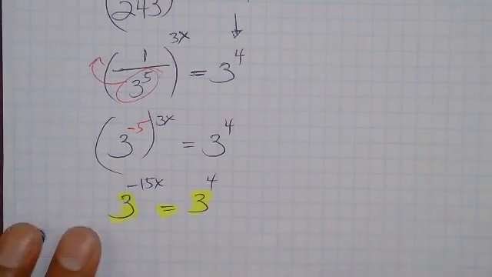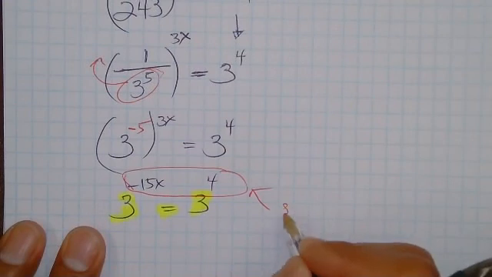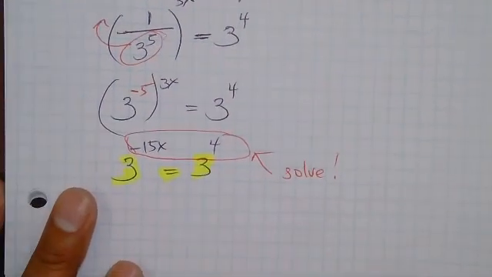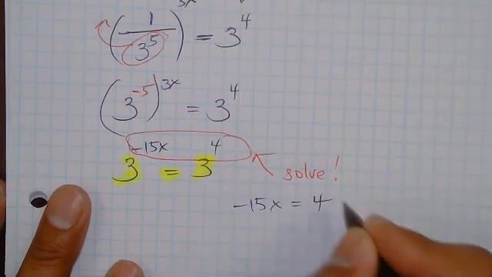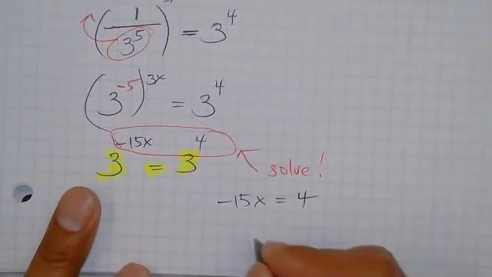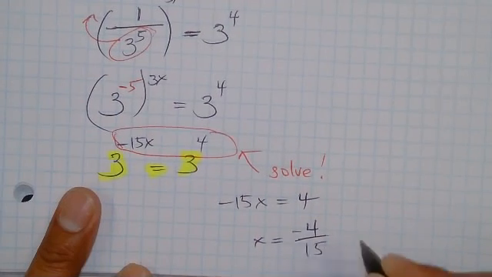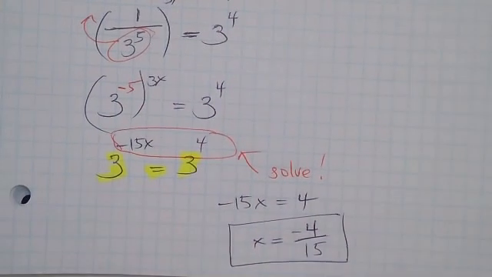All right, so I already got the bases to match and everything's upstairs. There's no fractions. And you just need to solve this, whatever's left over there. Solve. How do you solve negative 15x equals 4? So x is equal to negative 4 over 15. Can that reduce? No. That's it. That's the answer.